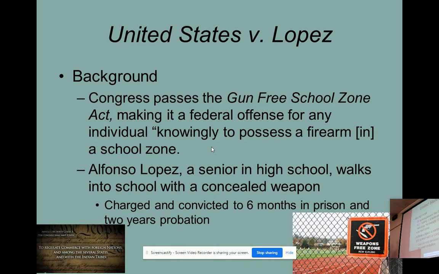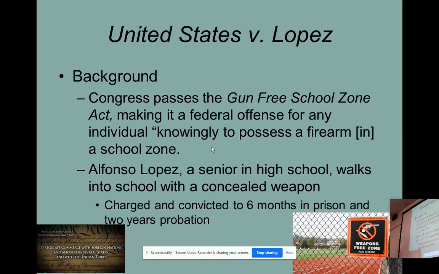So he's going to challenge the law. Not him personally, his lawyers are going to challenge the law. His lawyers say, well, first of all, Congress doesn't have the power to pass the Gun-Free School Zone Act. Why not? Because it's not a commercial activity.